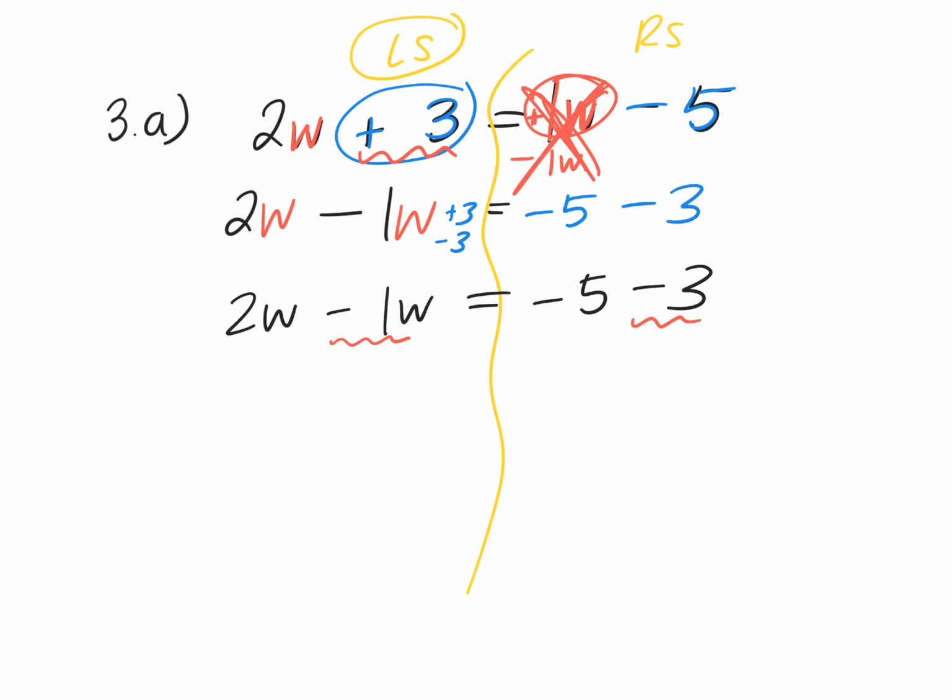Can you simplify this? Can you do 2W take away 1W? What's 2 take away 1? So just W. What's negative 5 take away 3? That's the answer. W equals negative 8.